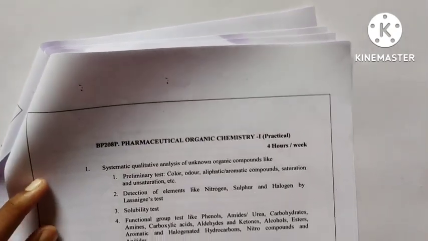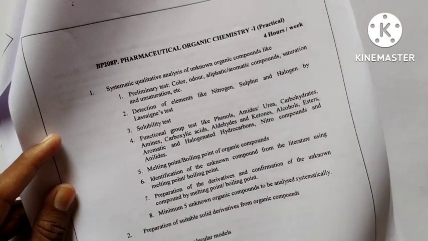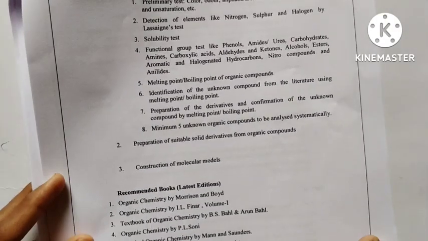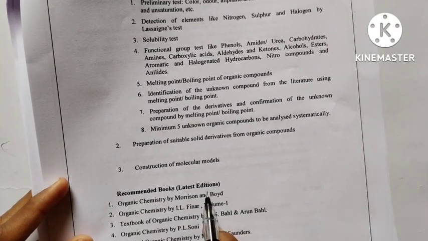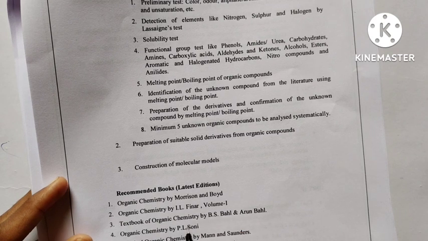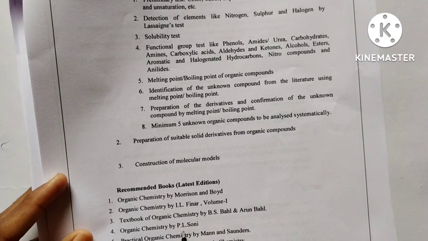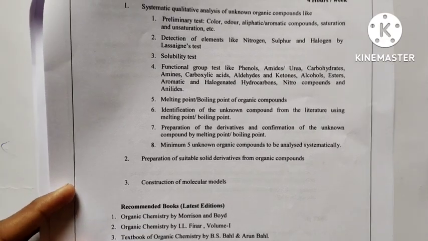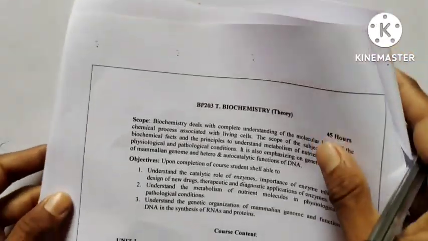Next, look towards the reference books. The best reference book for organic chemistry is Organic Chemistry by Morrison and Boyd, or you can refer to P.L. Soni. If you cannot get these, just go through the Thakur Publication, which is also a good book for your examination.